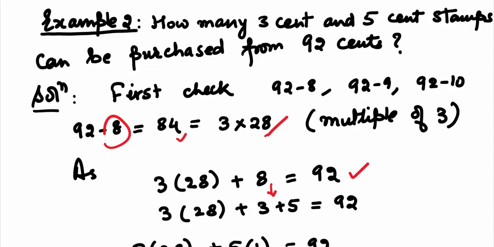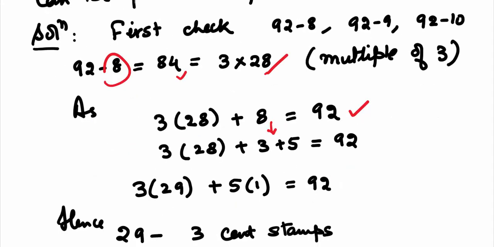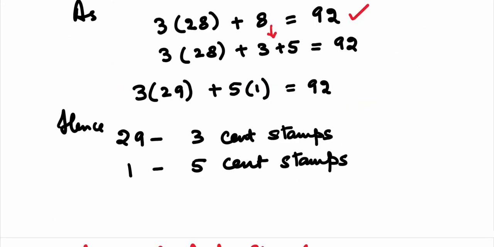So we get 3 times 29 plus 5 times 1 is equal to 92. Hence, we have 29 3 cent stamps and 1 5 cent stamp. So from 92 cents, we can buy these many.